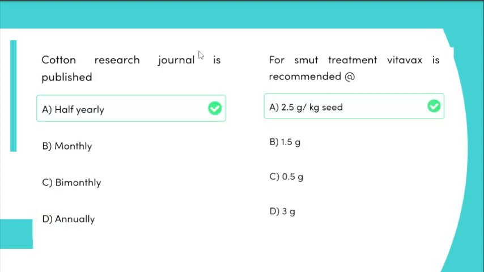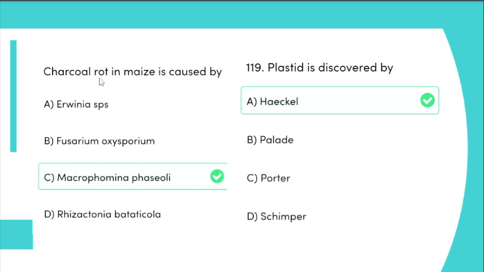Next question, cotton research journal is published half yearly. Next question, for smut treatment, Vitavax is recommended at the rate of, so option number A is correct, that is 2.5 gram per kg of seed. Next question, charcoal rot in maize is caused by, so here option number C is correct, that is Macrophomina phaseolina. Next question, plastic discovered by, so option number A is correct, that is Haeckel.